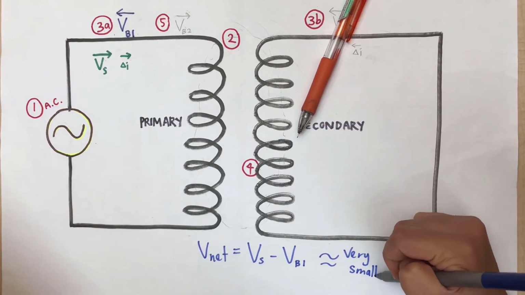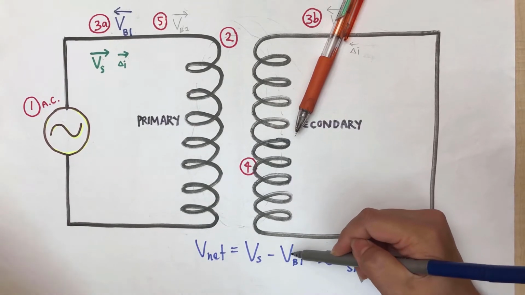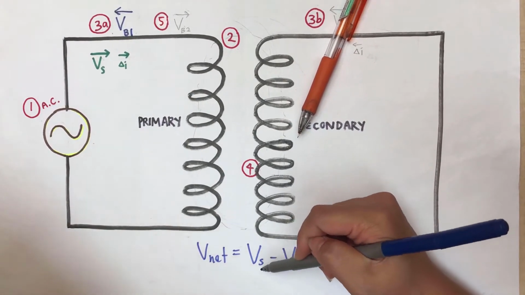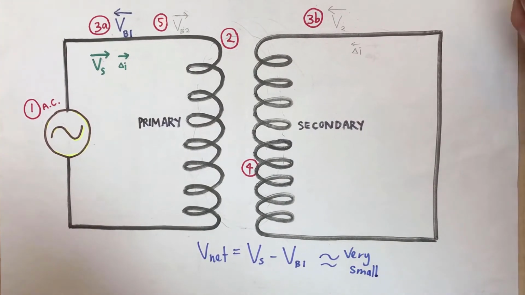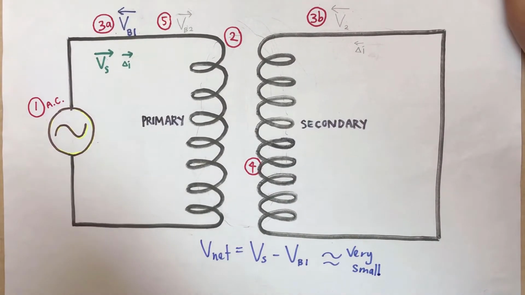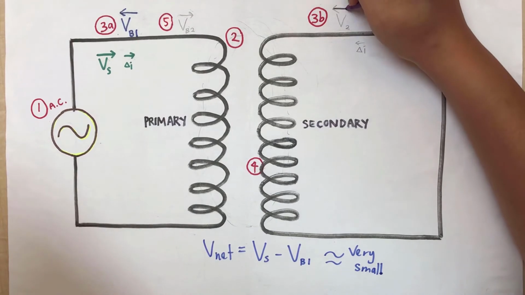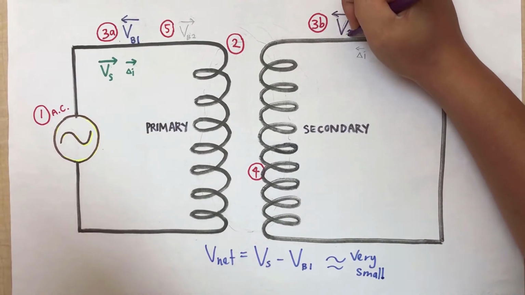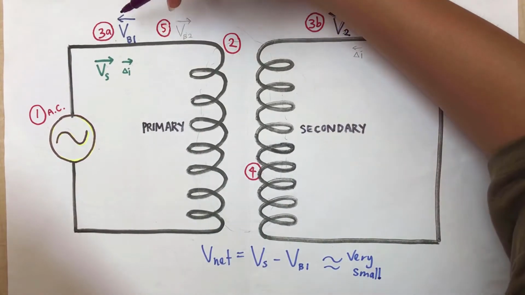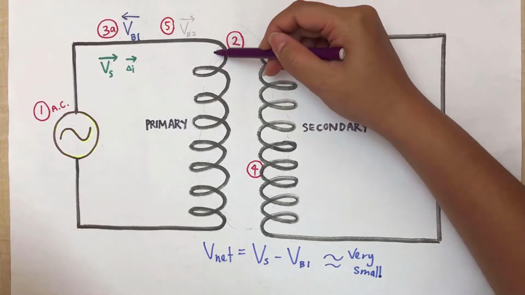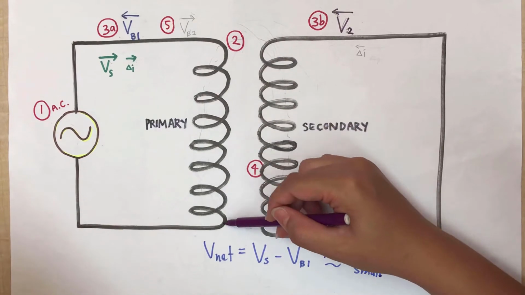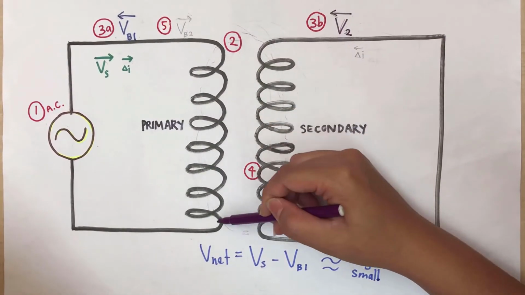Why it's very small is because back EMF 1 is almost the same as the voltage supplied. Now, for the secondary coil, the induced EMF, which is written as V2, will be in the same direction as the back EMF in the primary coil. This is because both of them will be induced by the same changing magnetic flux in between the coils.